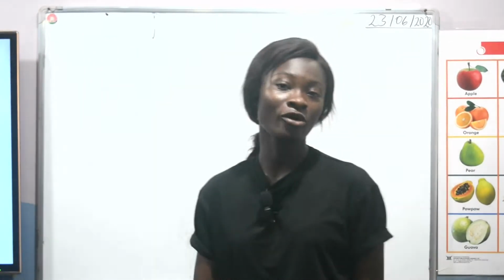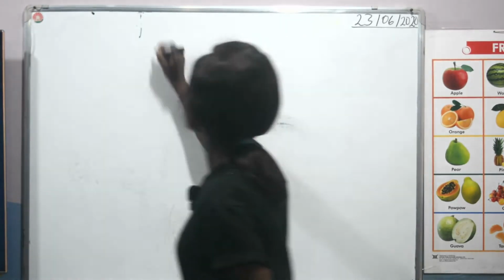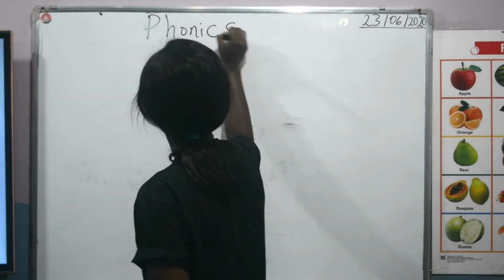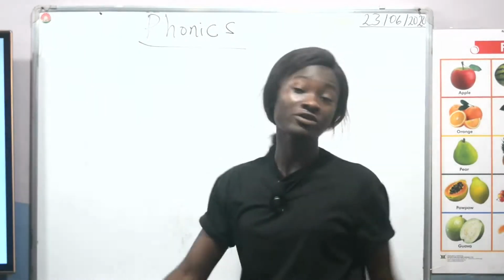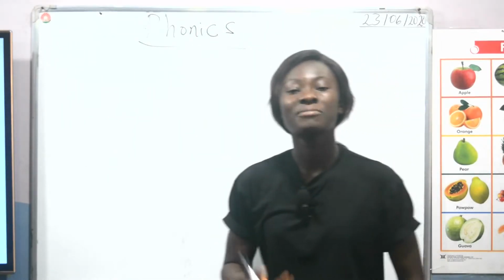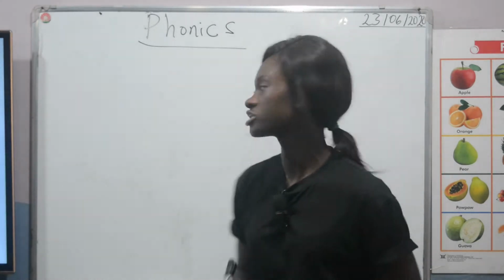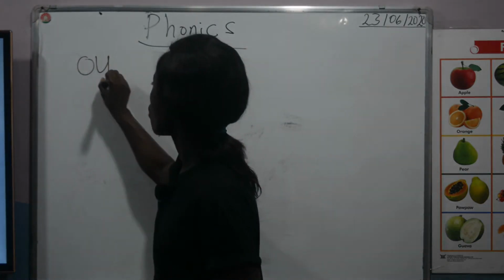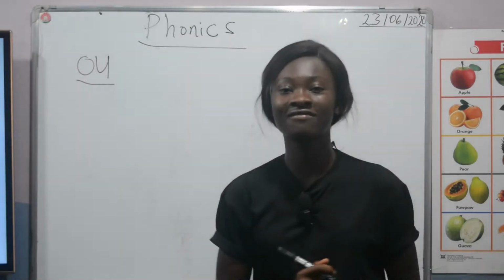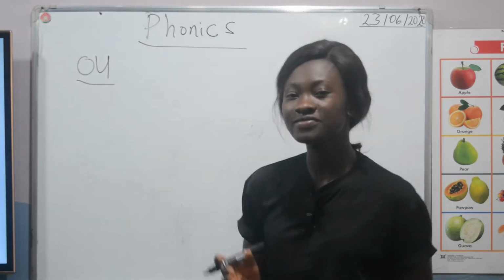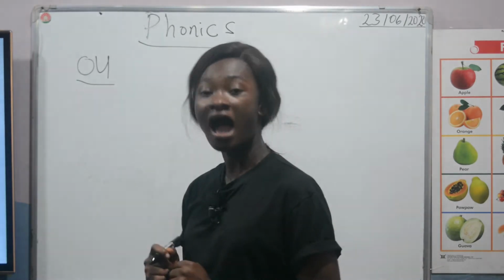Okay, so today we are going to do phonics. Let me write it here. Phonics. Now we are doing phonics reading. Okay, so we are going to talk about the ow sound. Now this is ow. Everybody say it after me. Ow. Very good. Now I'm going to give some examples of ow.